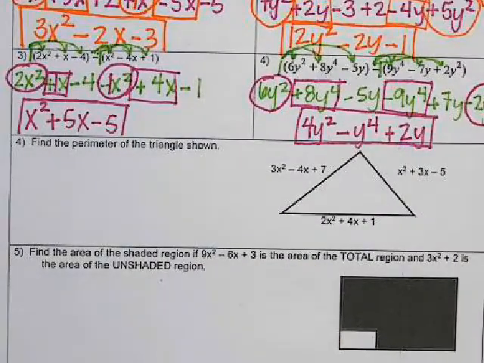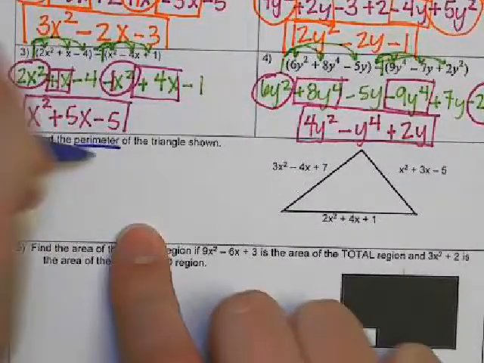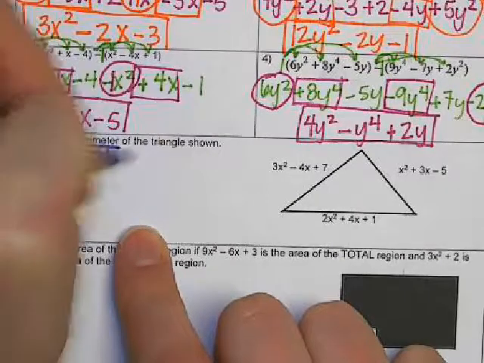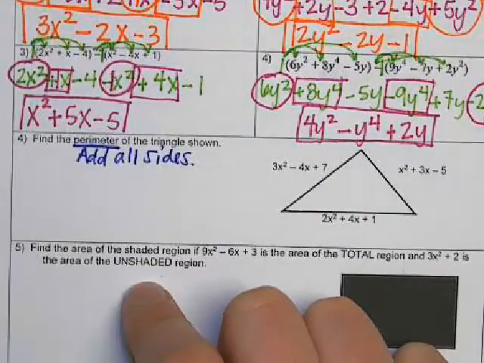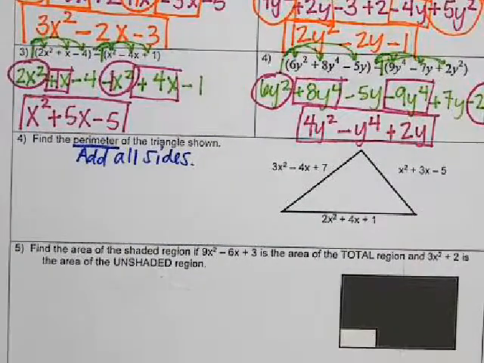Okay, number 4 says, find the perimeter of the triangle shown. What's my keyword here? Perimeter. What's perimeter mean? Outside. Add all sides.